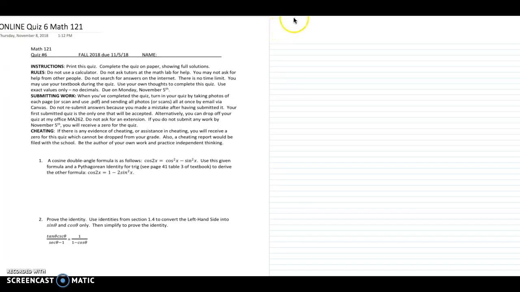So you guys finished quiz number 6. Now let's go over these answers to the questions here. Number 1, it says a cosine double angle formula is as follows, and you have cosine of 2x equals cosine squared x minus sine squared x. Well, that is an identity. It says use this identity along with the Pythagorean identity for trig, and then says where to find that.